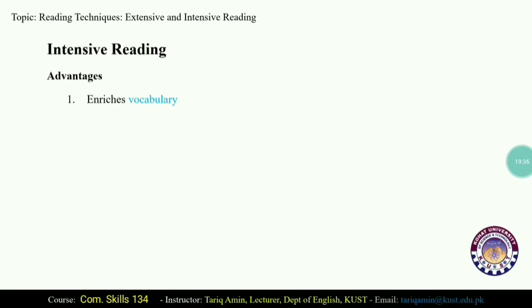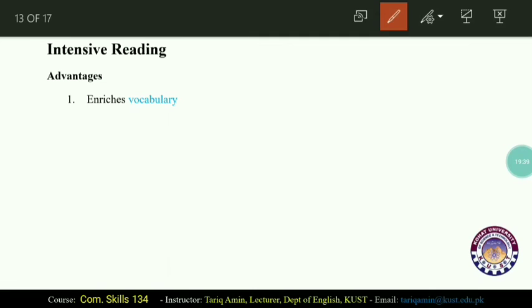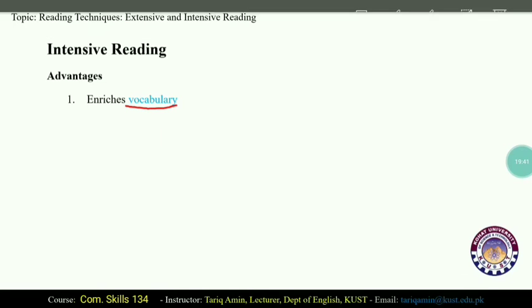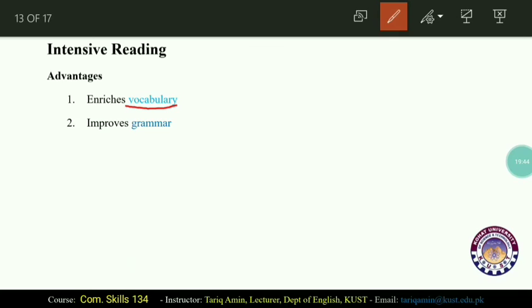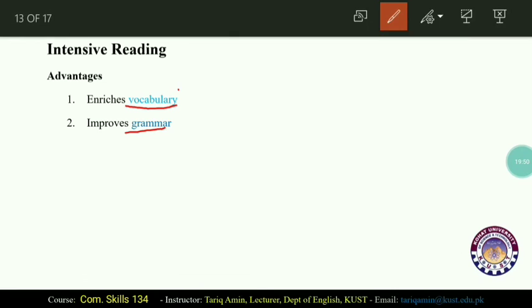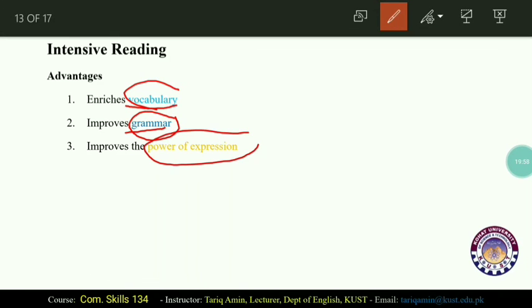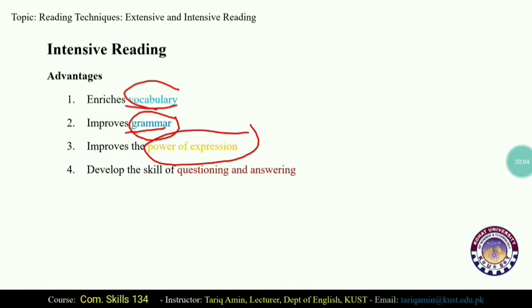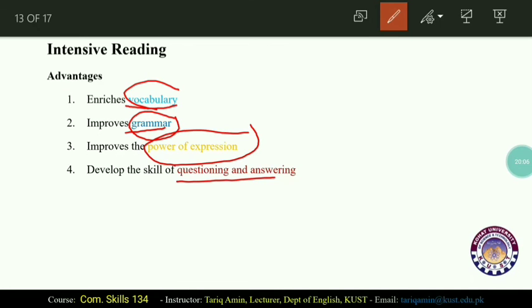Now, the advantages of intensive reading are: it enriches our vocabulary, it improves our grammar, because in intensive reading we focus upon vocabulary, we focus upon grammar, and then we focus upon the different expressions as well, so it improves our power of expression as well. It develops the skill of questioning and answering as well, because when you read something intensively, different questions come into your mind, so you ask different questions and you answer your question from the text.